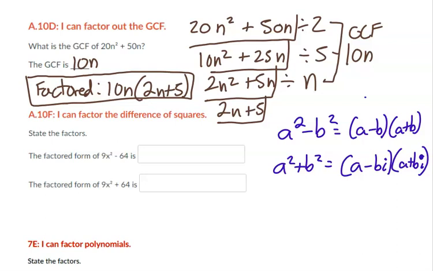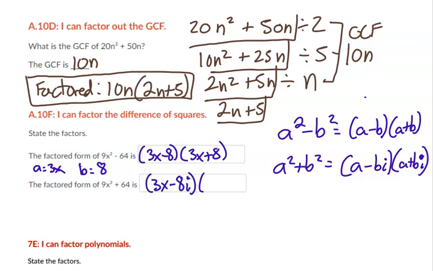The factored form of 9x squared minus 64. The square root of 9x squared is 3x. The square root of 64 is 8. And then we just plug them into the formulas. So for difference of squares, we'd have 3x minus 8 times 3x plus 8. And then for the sum of squares, we'd have 3x minus 8i times 3x plus 8i.